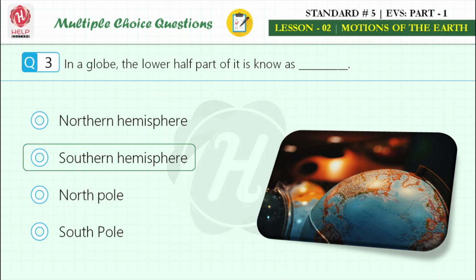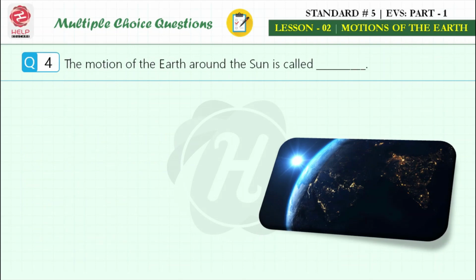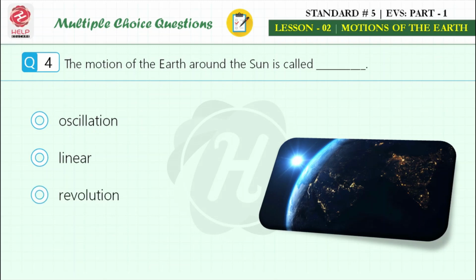Correct answer is Southern Hemisphere. Question number 4. The motion of the Earth around the Sun is called dash. First option, oscillation. Second option, linear. Third option, revolution. Fourth option, rotation.